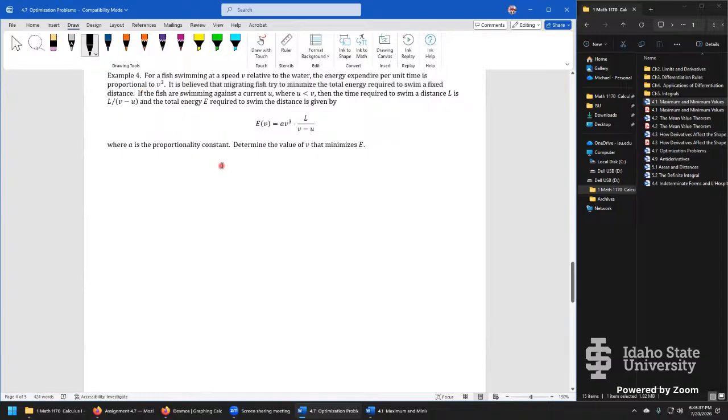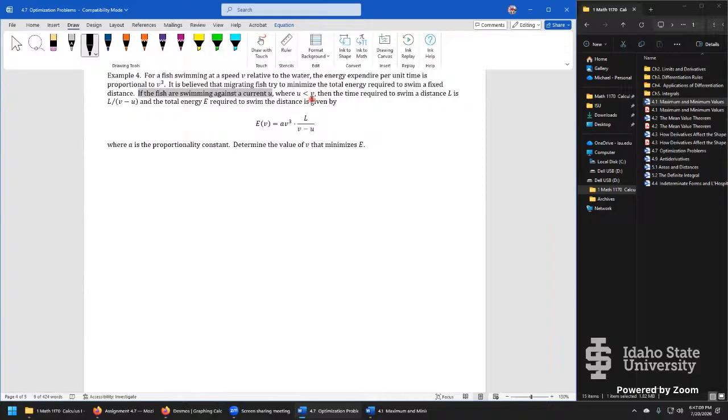It goes on to say next, if the fish are swimming against a current U, now it's getting more complicated. V is how fast the fish swims relative to the current, but U is the speed of the current. That's why we have the fish speed minus the speed of the current in the denominator there, where U is less than V. That makes sense. This is saying the fish is swimming faster than the current. They're not being washed away down the Snake River, for example. So that's a reasonable assumption.